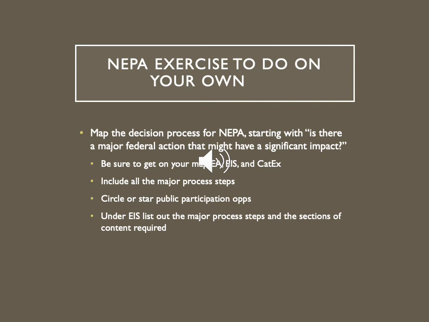And try to include in your decision tree the major process steps. Consider maybe circling or starring the public participation opportunities. And under your EIS, at least list out the major process steps and the sections of content required. This is a good study exercise for you to do to make sure that you understand NEPA. I've also included on the next slide one that comes from federal agencies. But I really recommend you just take a quick look at that and try to do this on your own, because it'll help you remember and think through the process.